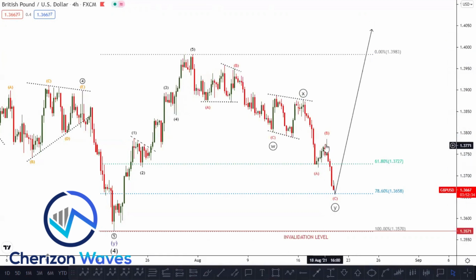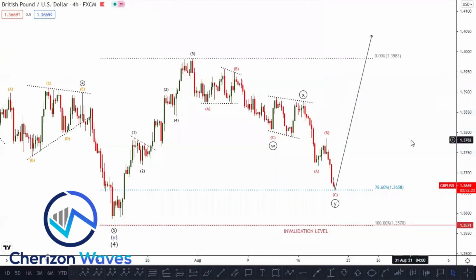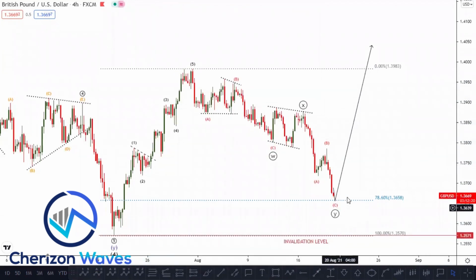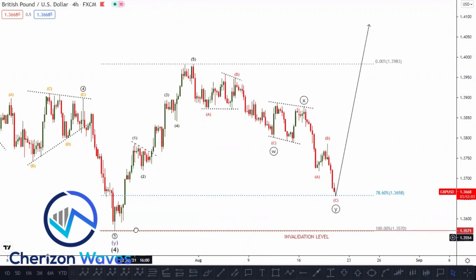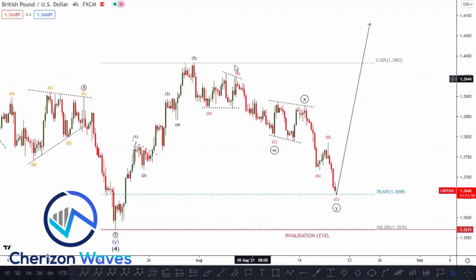It hit here and bounced back. Again, we had a move lower, and the next fib level that we're looking at is 78.6. In this scenario, we anticipate that the market will start reversing from this fib level to the upside for wave 3. It is important to watch how the market reacts in this zone, and our invalidation level will be at the end of the major wave 4, as that is also the start of wave 1. The rule is wave 2 cannot go beyond the start of wave 1.